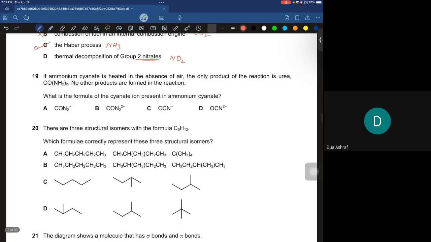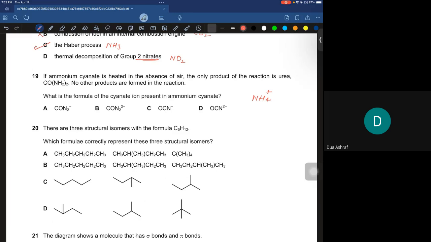Question number 19 says if ammonium cyanate is heated in the absence of air, the only product of the reaction is urea. No other products are formed in the reaction. What is the formula of the cyanate ion present in ammonium cyanate? Of course, in ammonium cyanate, ammonium means NH4 plus.